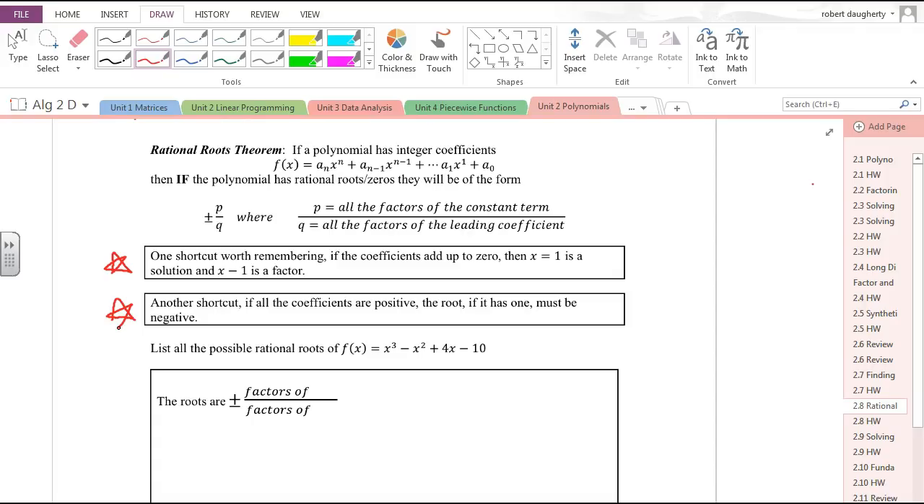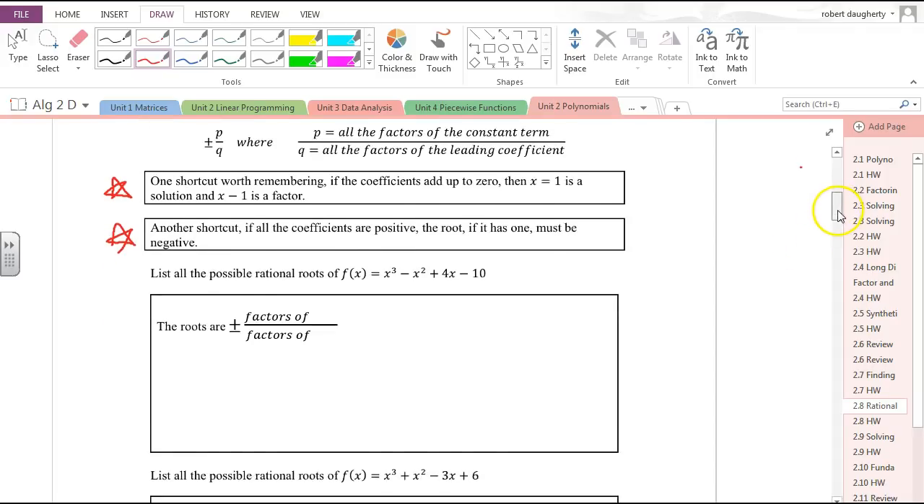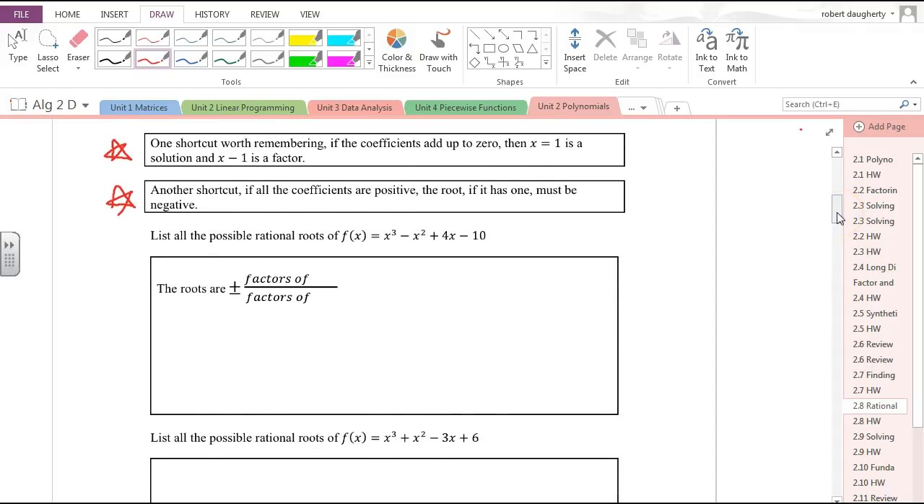So let's look at this. Let's find all the possible rational roots. So I'm coming up with a list of, if I was told to factor this, where would I start? Okay, well, if it has rational roots, it's going to be plus or minus the factors of the constant term divided by factors of the leading coefficient. What is the constant here? It's negative 10. But since I've got a plus or minus there, I'm just going to write 10. I don't really care about the plus or minus.